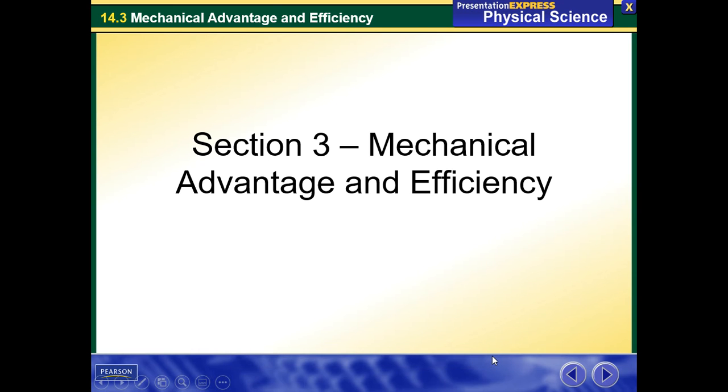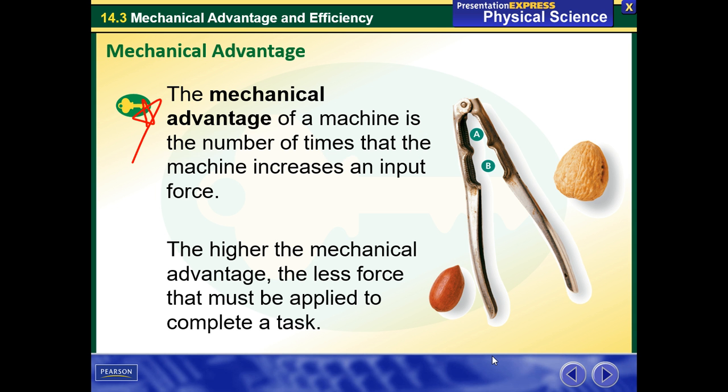Hey everyone, today we're going to start section 3, and specifically we're going to talk about mechanical advantage and efficiency. Now remember, in the last section we talked about and defined a machine. We said a machine is anything that changes the force of something and makes tasks easier to do. Well, mechanical advantage is going to tell us how much easier a machine allows us to do things.